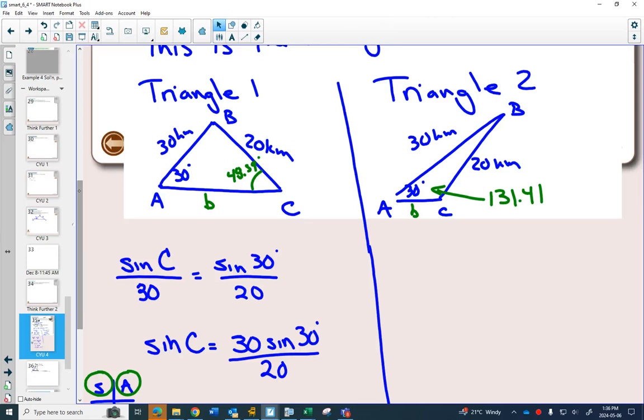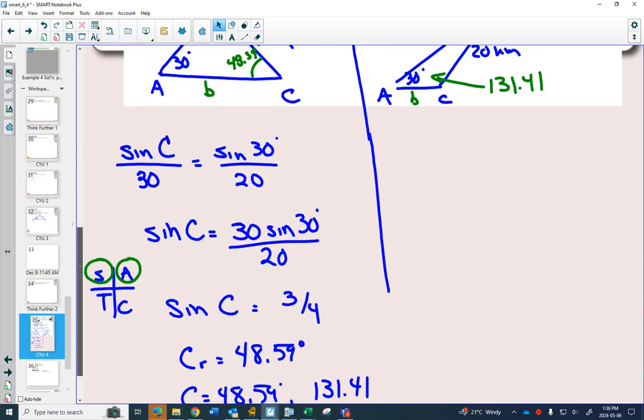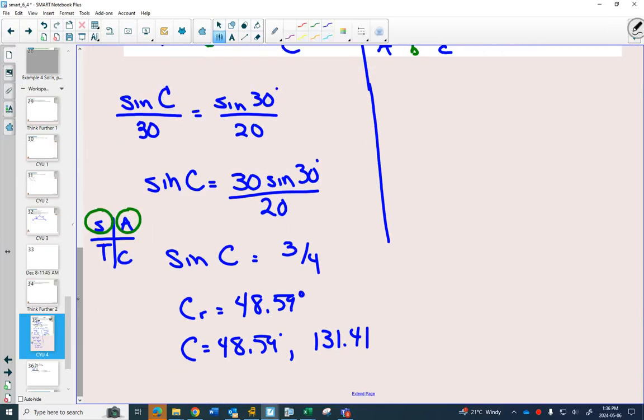Now, how did I figure out the 131.41? I used my CAST rule and I thought, if I have an angle in quadrant 2 and I know my reference angle was 48.59, does it make sense that to find this angle in standard position, I would have to do 180 minus 48.59?